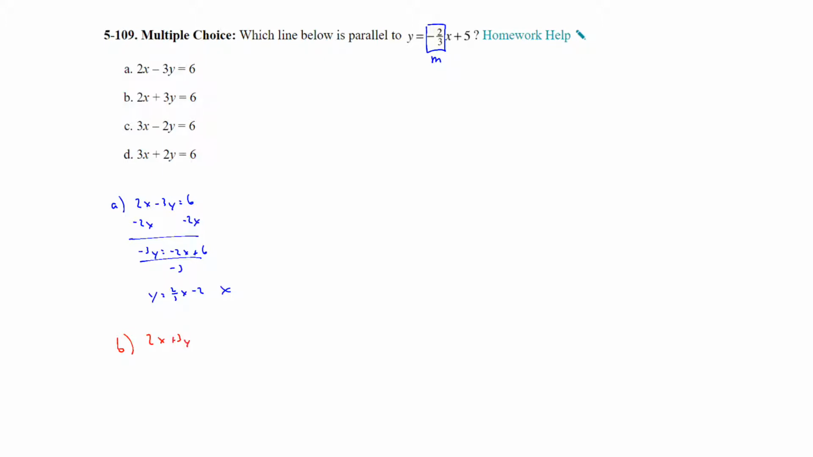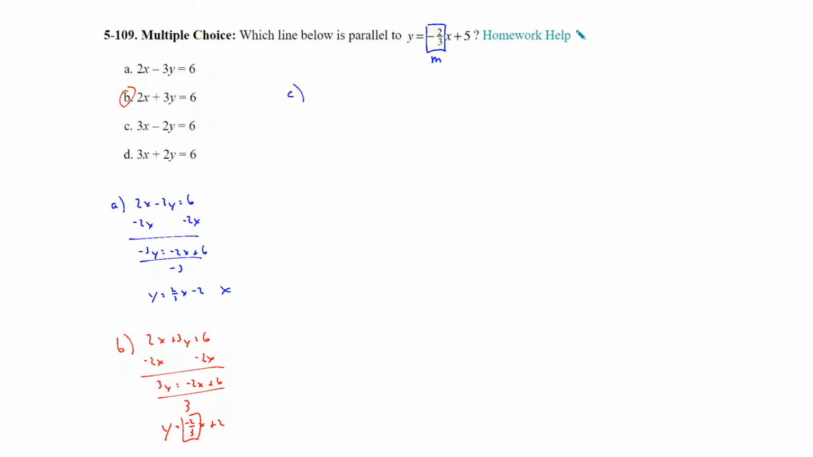2x plus 3y is equal to 6, very similar to the last one. We're going to subtract 2x again, but now it's a positive 3y equals -2x plus 6. Divide by a positive 3, we get y is equal to -2/3 x plus 2. So you can see that the slope is the same, so B is parallel.